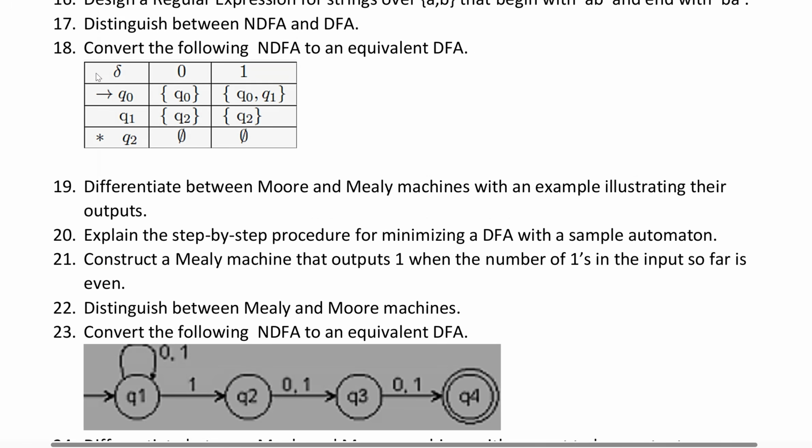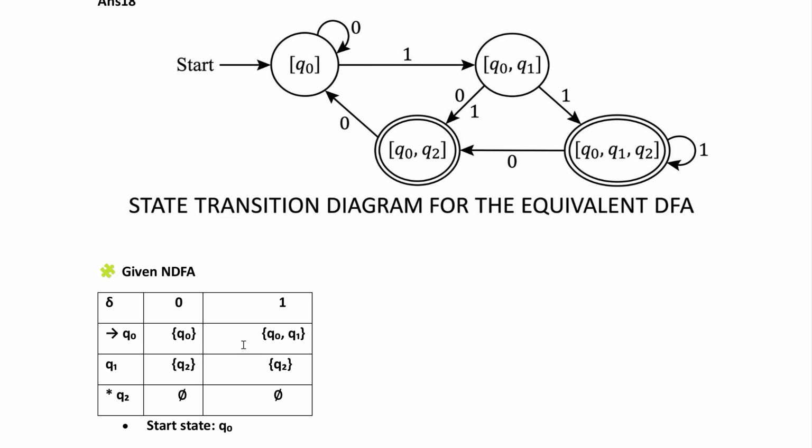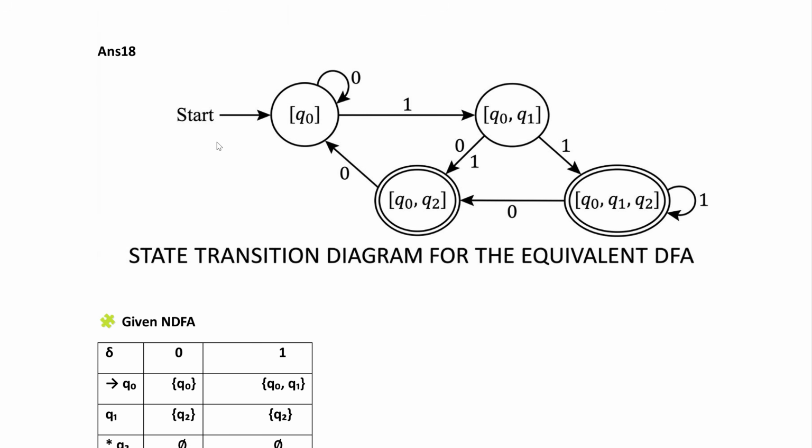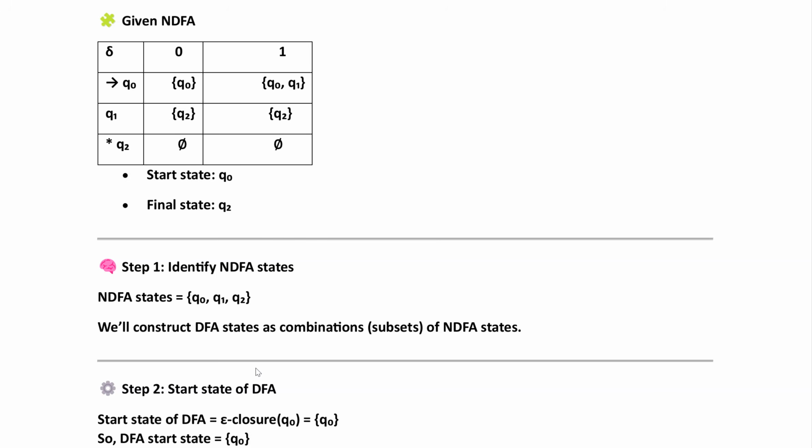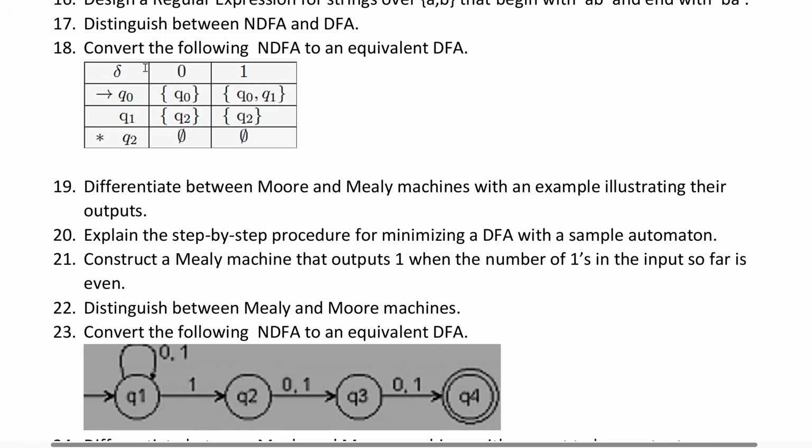NDFA to DFA. This is the given NDFA, that is, non-deterministic finite automata. How to derive the DFA from it? This is the required answer in the form of a transition diagram, but let me explain the steps. First of all, we start from the initial state Q0. It has been given in the problem, Q0 with an arrow. Arrow means it is the starting or initial state.